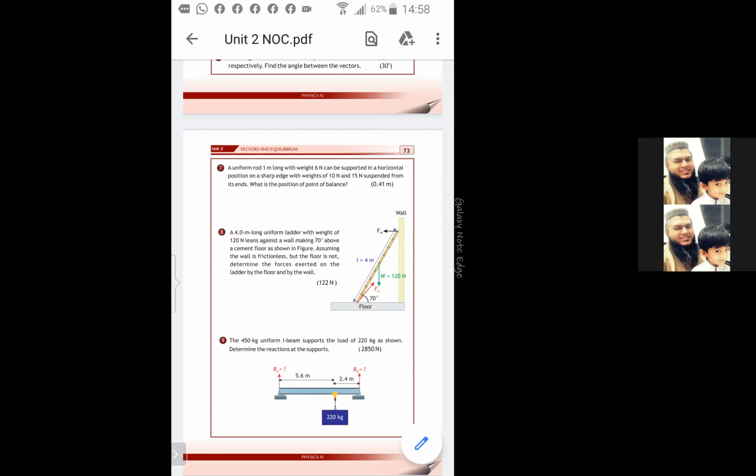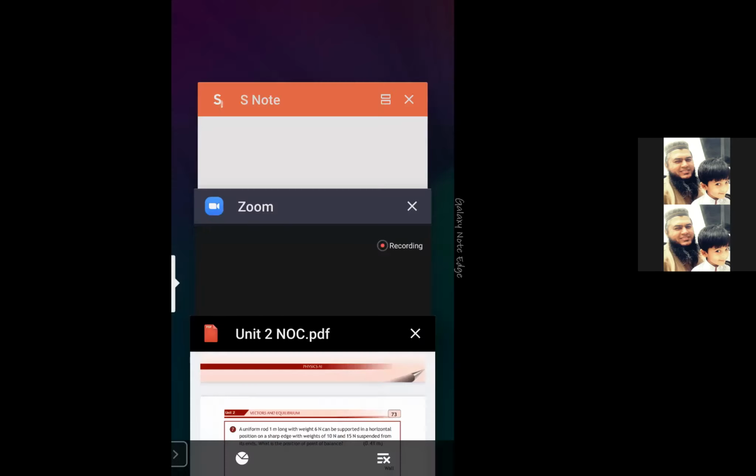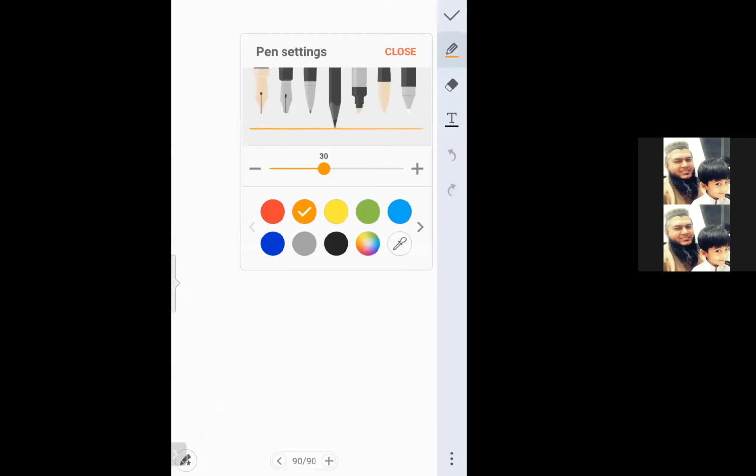Numerical number 8. A 4-meter long uniform ladder with weight of 120 newtons leans against a wall, making 70 degrees above. Assuming that the wall is frictionless, but the floor is not, determine the forces exerted on the ladder by the floor and wall. This is a challenging numerical and a very important numerical.